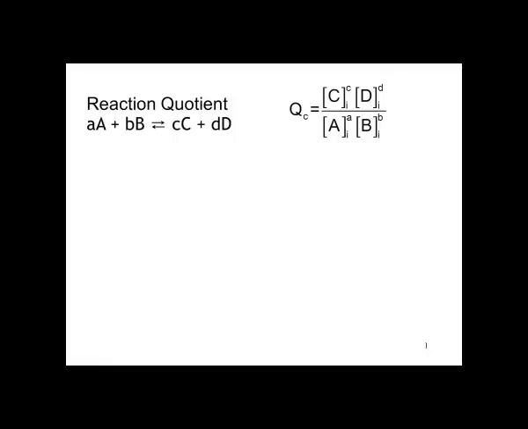If we are given initial concentrations of reactants and products for an equilibrium reaction, we can test whether we are at equilibrium by writing what is called the reaction quotient. Q sub C is defined as the concentration of C to the C power initially, D to the D power initially, divided by the concentration of A to the A power initially, and B to the B power initially.